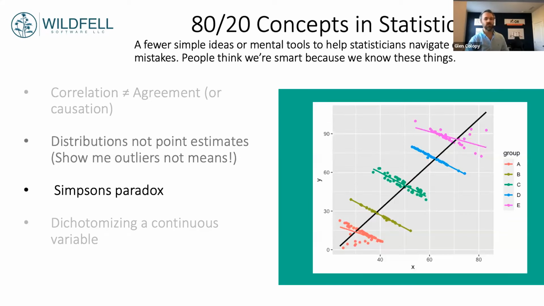Another quick one, Simpson's paradox. Everyone knows this one. I won't belabor it too much, but yeah, sometimes things are more complex than they seem. So don't forget to add in variables that matter, or sometimes they're less complex.